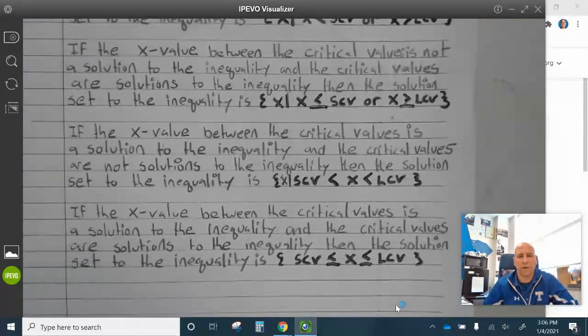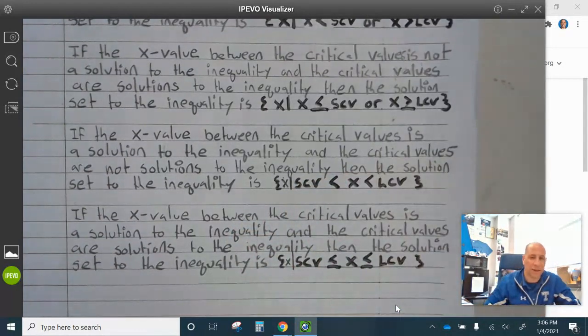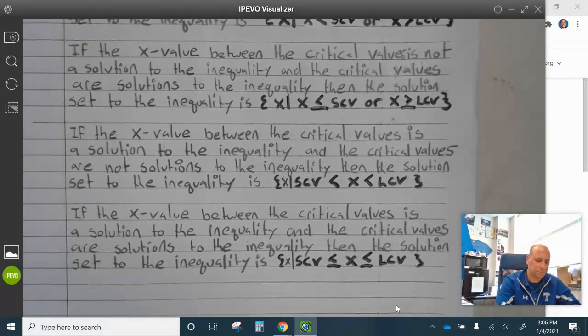If the x value between the critical values is a solution to the inequality and the critical values are solutions to the inequality, then the solution set to the inequality is, again, that should say x such that the smaller critical value is less than or equal to x, which is less than or equal to the larger critical value. Okay, go ahead and finish up your notes.